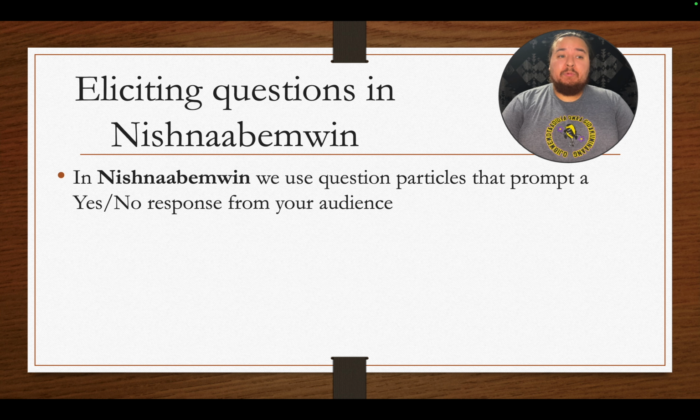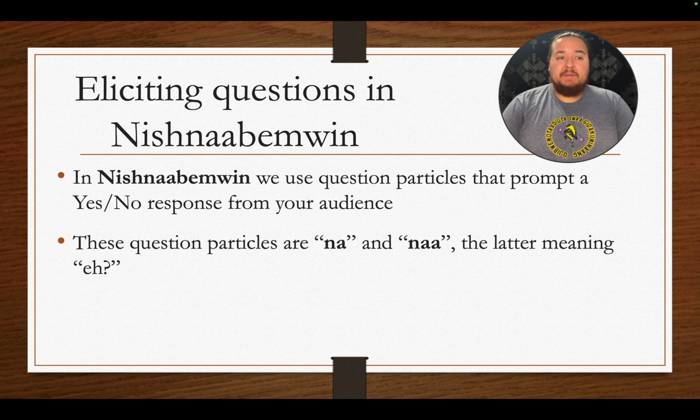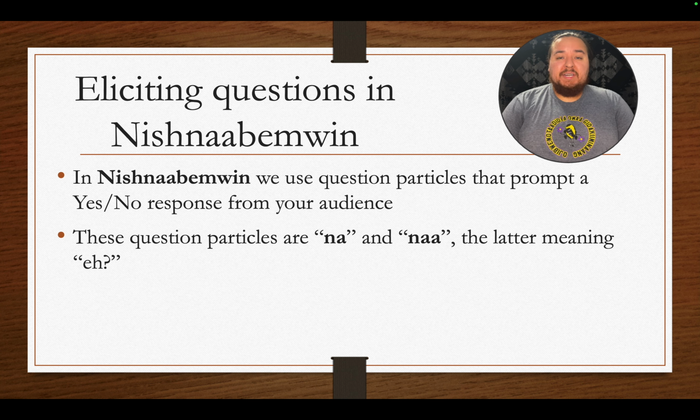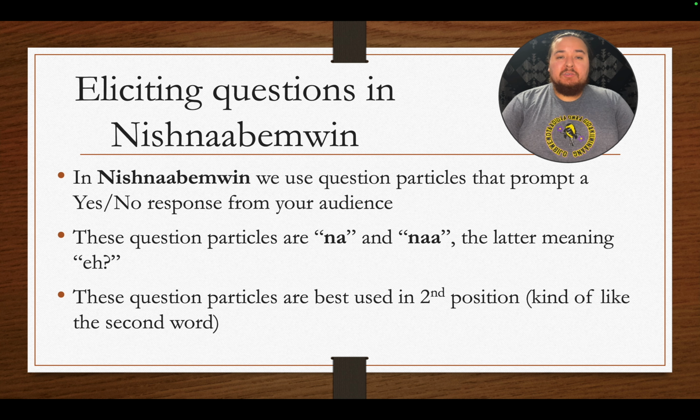So in Nishnaabemwin, we use question particles that prompt a yes-no response from our audience. These question particles are na and na, the latter meaning like a Canadian "eh". You're looking for confirmation on your question. So these question particles are best suited for second position. Think of them as the second word in your questions.